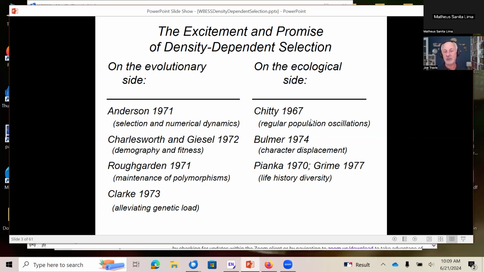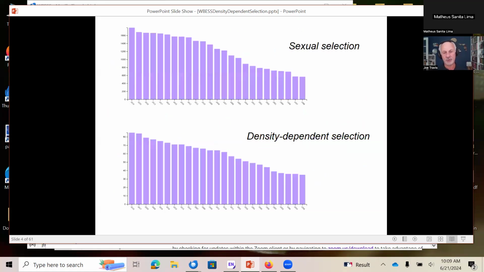Dennis Chitty on the ecological side, regular population oscillations. Michael Bulmer, character displacement. And of course, Eric Pianka and J.P. Grime, life history diversity. Pianka's r and K selection, Grime's three types of selection. A lot of excitement and promise. You would think, given the excitement, given the importance of this, that we would be awash in studies of density dependent selection. That's not quite true.